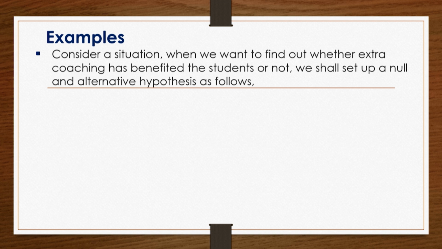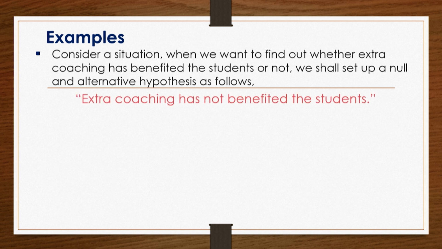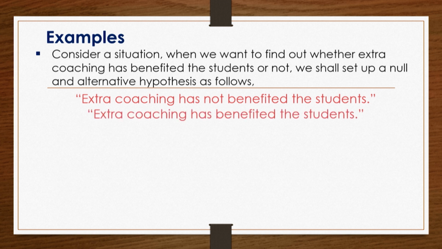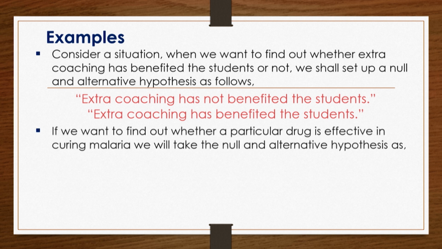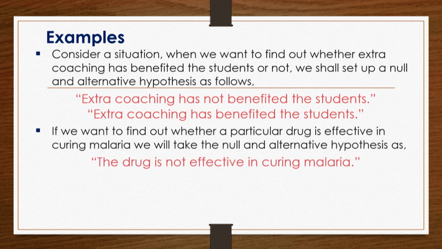Example. Consider a situation when we want to find out whether extra coaching has benefited the students or not. We shall set up a null and alternative hypothesis as follows. Extra coaching has not benefited the students, which is the null hypothesis. The other is that extra coaching has benefited the students. If we want to find out whether a particular drug is effective in curing malaria, we will take the null hypothesis and alternative hypothesis as such. The drug is not effective in curing malaria. The drug is effective in curing malaria, which are the null and alternative hypotheses.